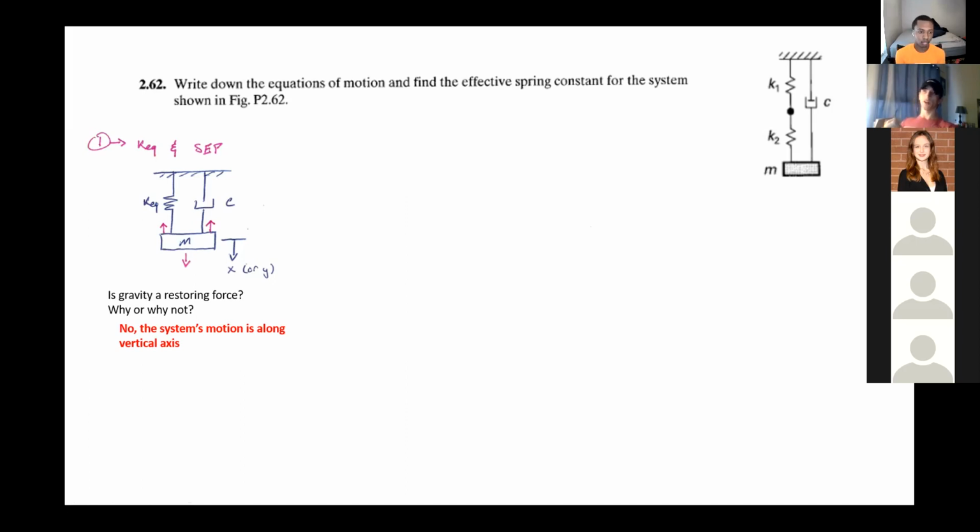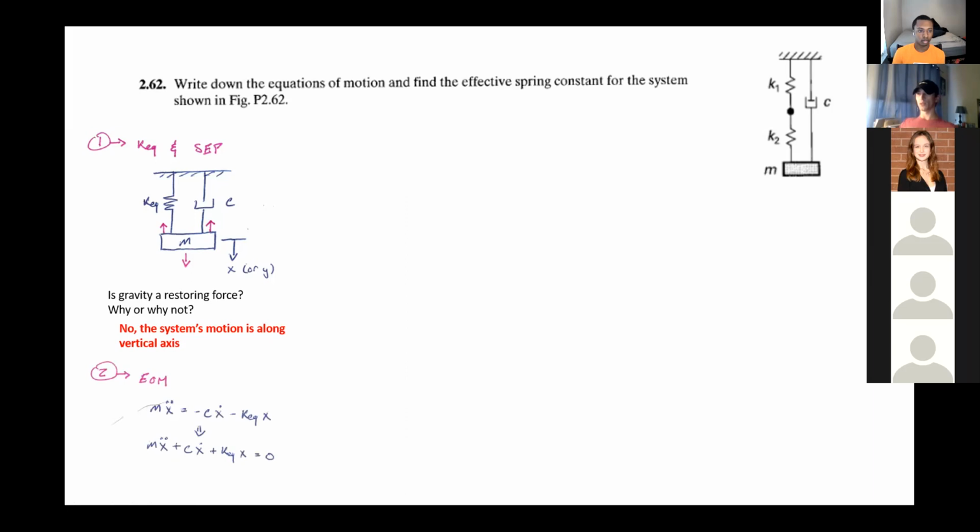We're going to draw our free body diagram. These are where my forces are going. My mass wants to go down. My spring and my damper want to pull back up. This is my SCP. Normally I put X, it makes my life easier. You could also use Y. Just keep it consistent.